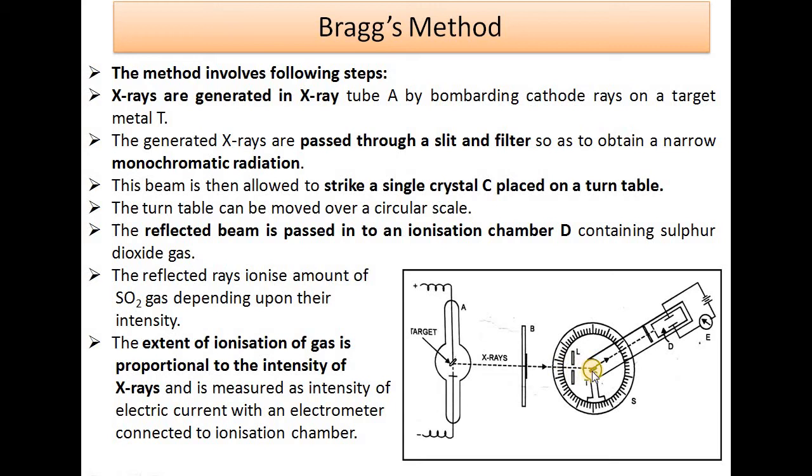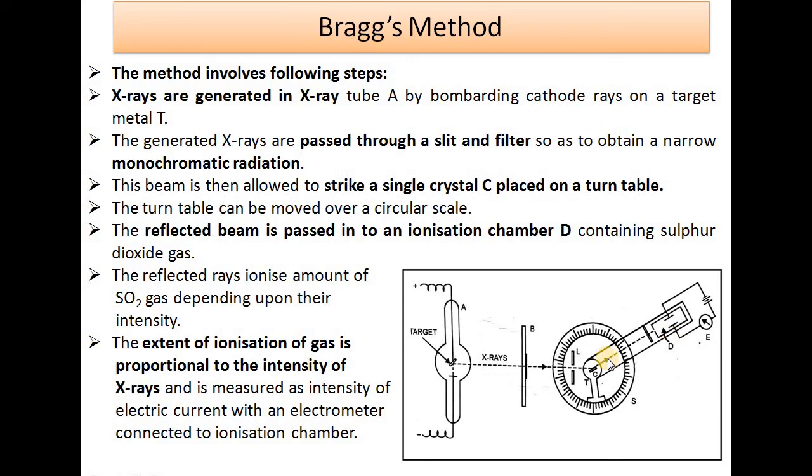Here this X-ray beam has passed through the slit and filter to get a monochromatic radiation, and this monochromatic radiation is allowed to strike a single crystal C placed on a turntable T here. This turntable can be moved over a circular scale. Now the reflected beam is passed into an ionization chamber D containing sulfur dioxide gas.